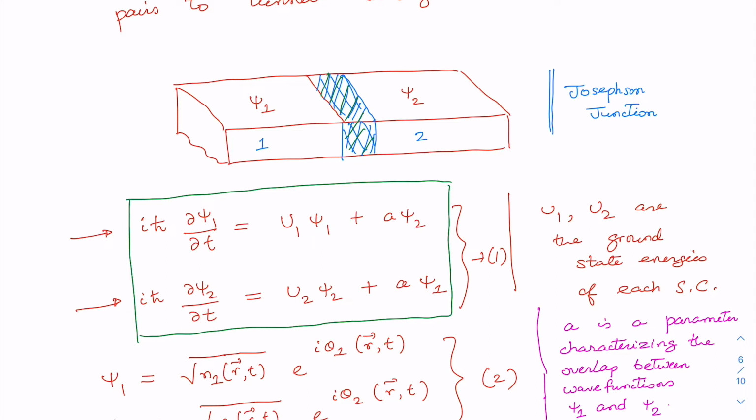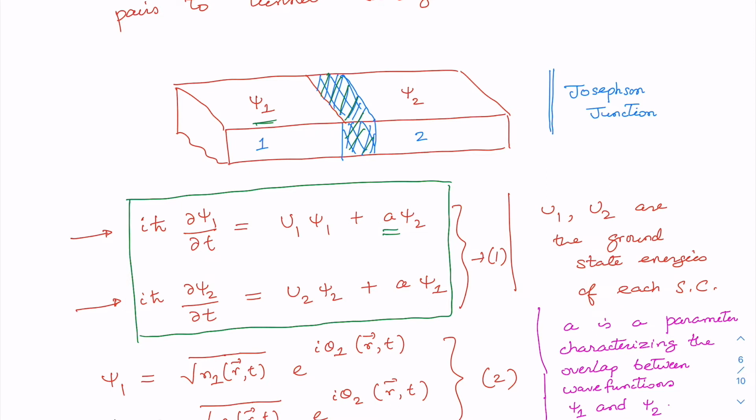Psi 1 refers to the wave function describing superconductor 1. Psi 2 refers to the wave function describing superconductor 2. U1 and U2 are the ground state energies of each superconductor, and A is a parameter which characterizes the overlap between the wave functions psi 1 and psi 2. In fact, you can term A as the coupling parameter between the two superconductors.